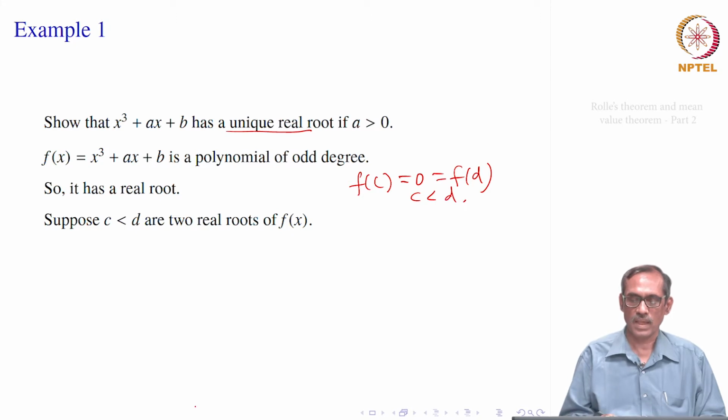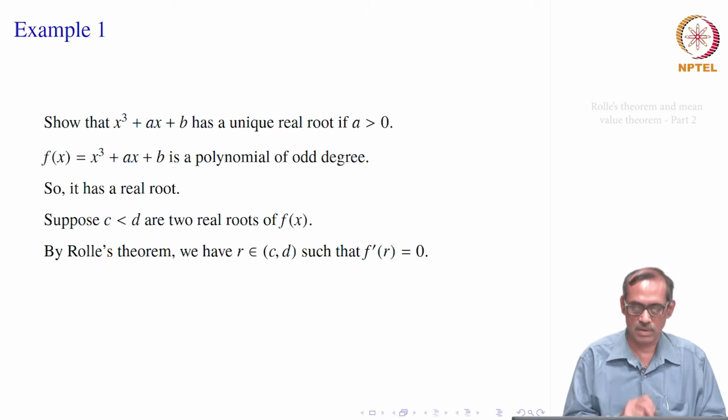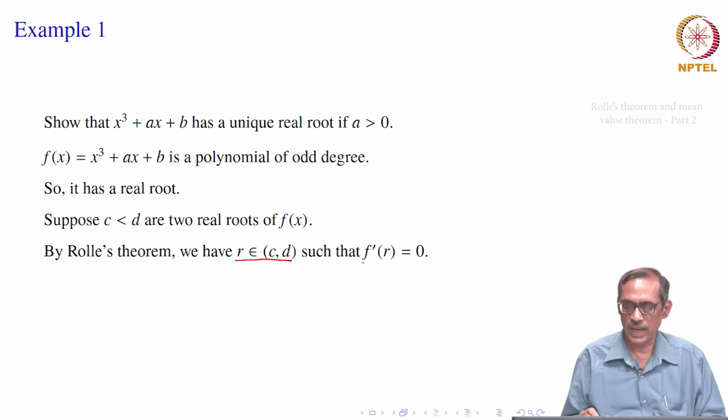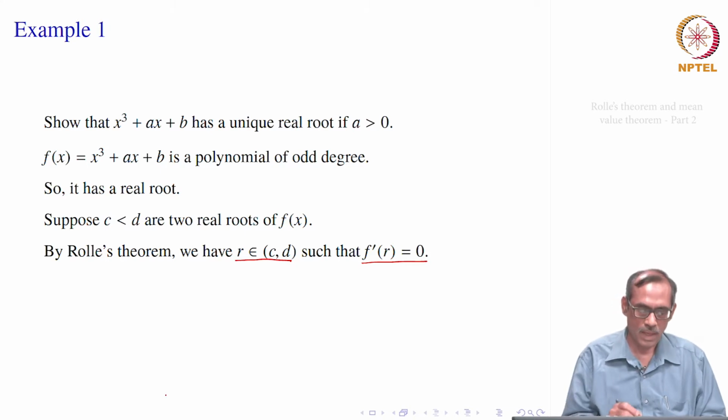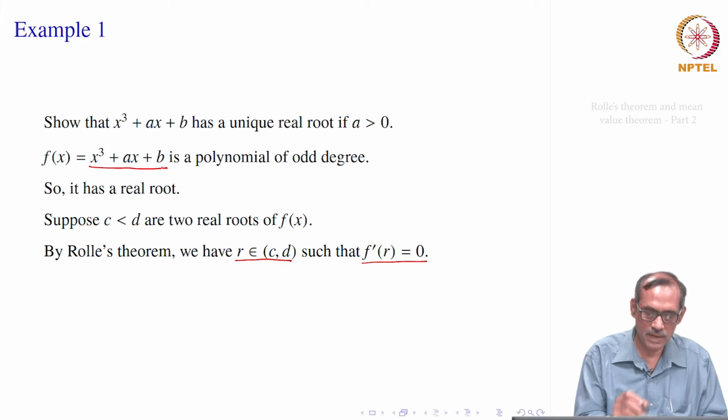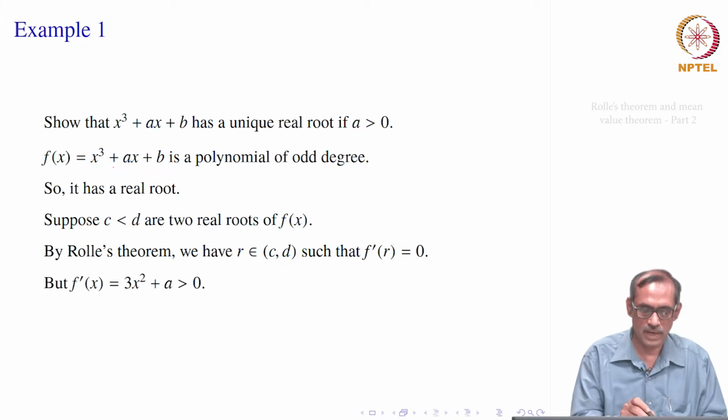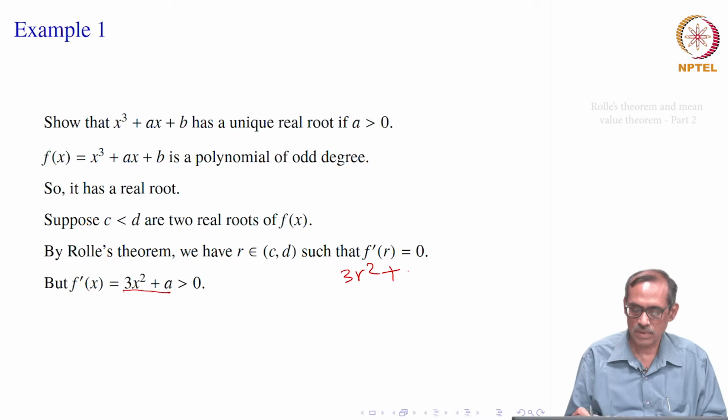Now, we concentrate on the closed interval c d, where the function is continuous, it is a polynomial, and also on the open interval c d, it is differentiable. So, we can apply our Rolle's theorem. Rolle's theorem says that there exists a point r inside c d where f prime of that point equal to 0. And we compute what is f prime of r. f prime at x is 3x square plus a. So, f prime of r will be 3r square plus a.